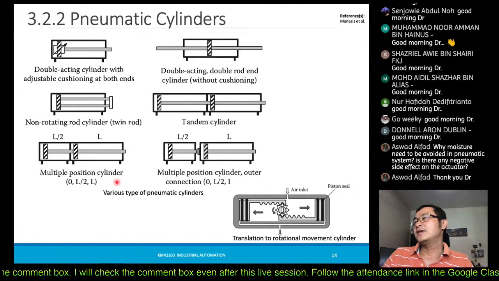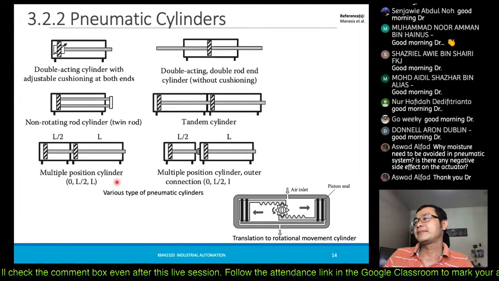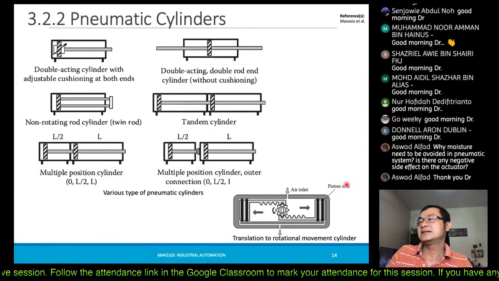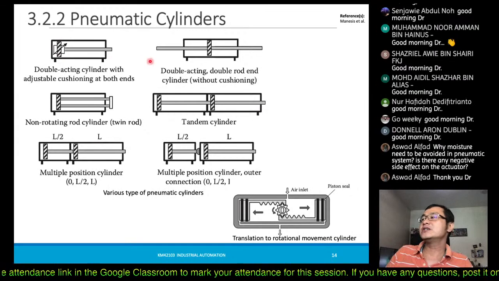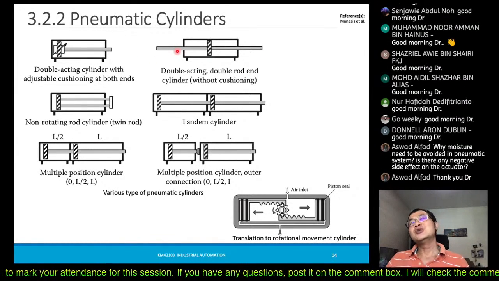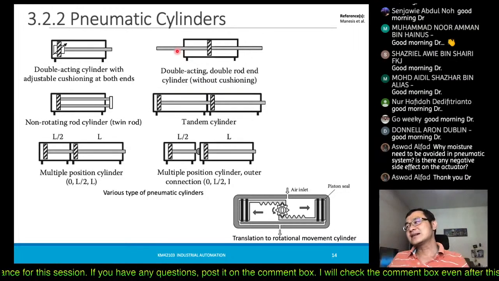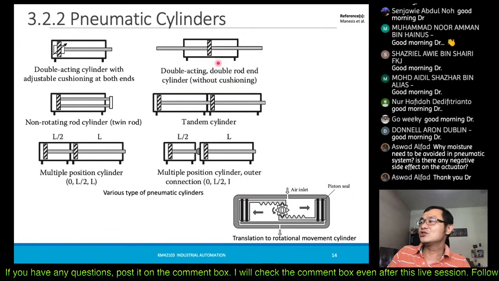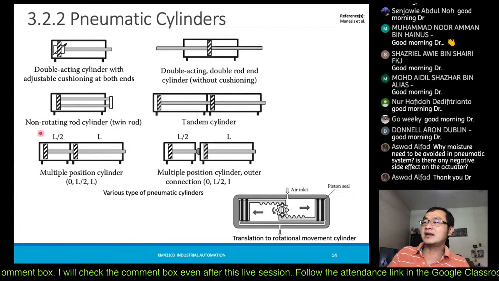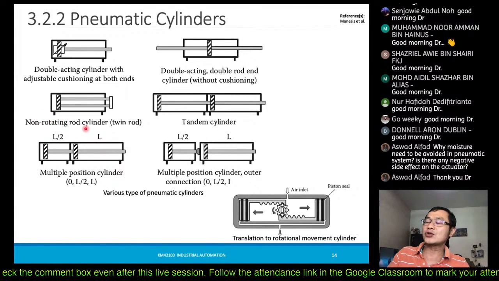So the other types of pneumatic cylinders that we have include adjustable cushions. We have two extruded pistons, so that it will operate on both sides. Then also there are non-rotating rod cylinders.